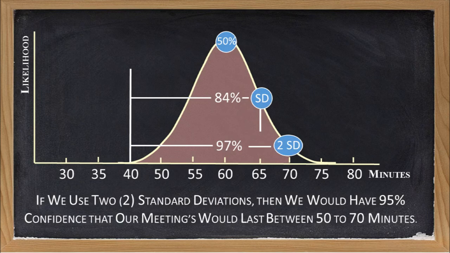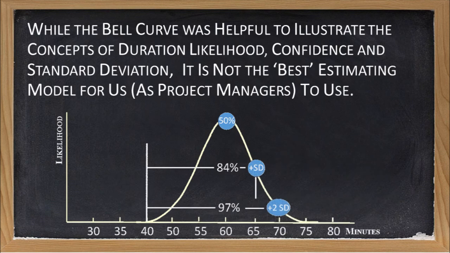Subsequently, instead of simply adding one standard deviation to our estimated or average task duration, if we were to add 2 standard deviations, we would have a duration that we could be 97% confident of. This new duration would most likely account for all but 3% of our interviews, more than sufficient to cover all but the most unusually long interviews. So these are all the statistical concepts I wanted to review using the normal curve.